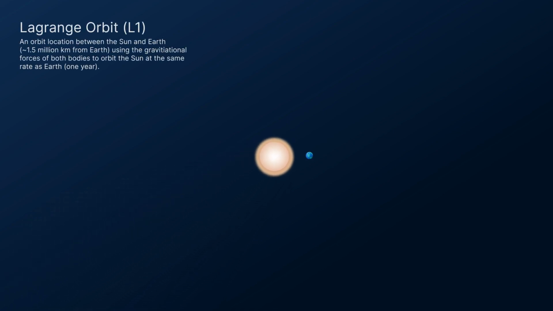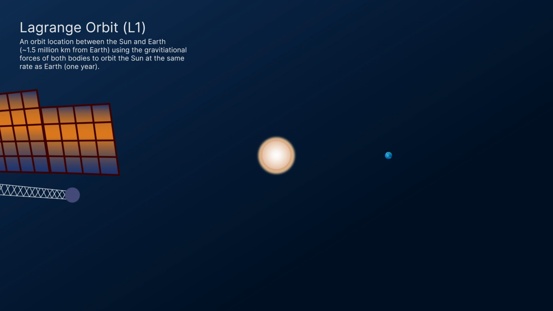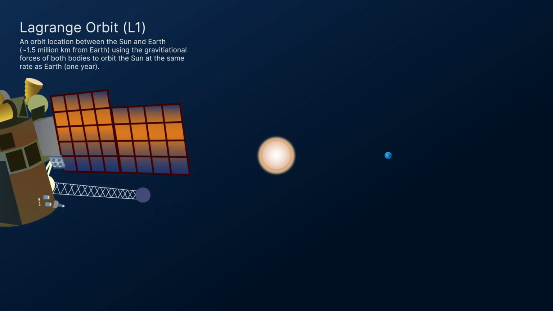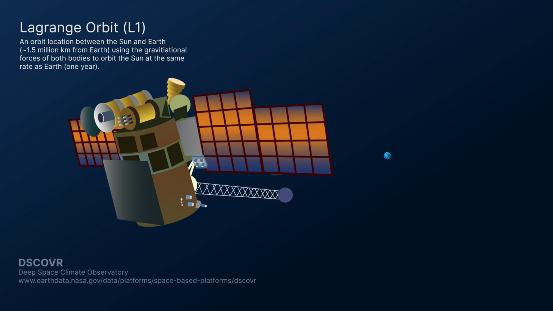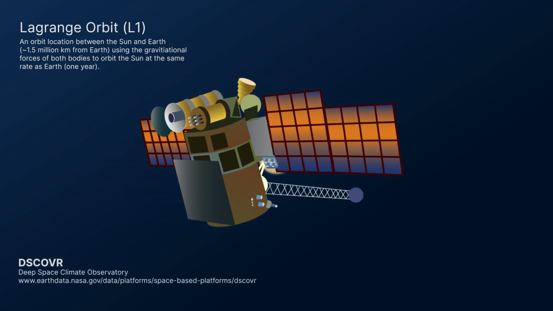The last orbit type we will cover is the Lagrange orbit, which is located between the Sun and Earth using the gravitational forces of both bodies to maintain an orbit around the Sun at the same rate of Earth. DISCOVER, or the Deep Space Climate Observatory, is an excellent example.